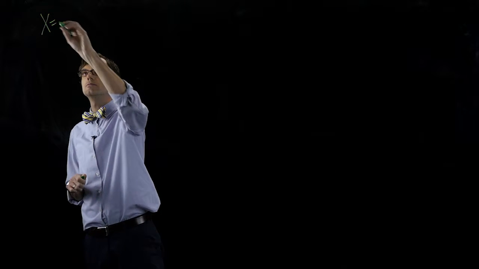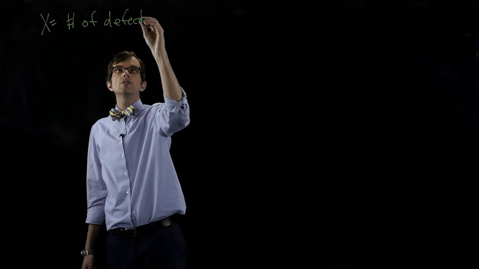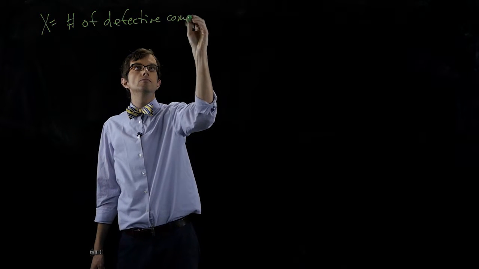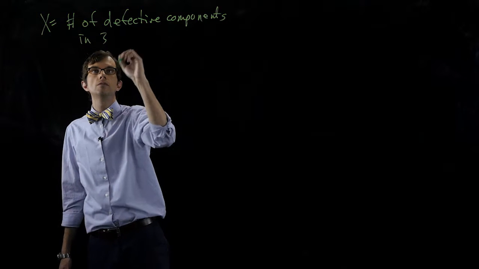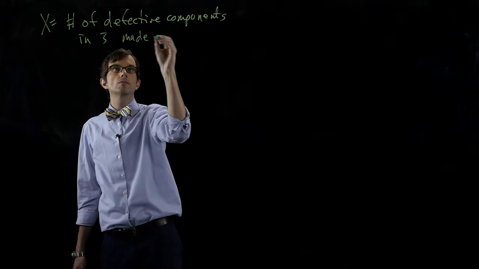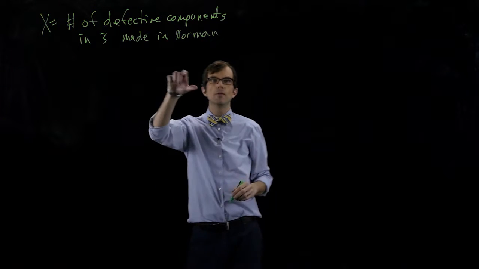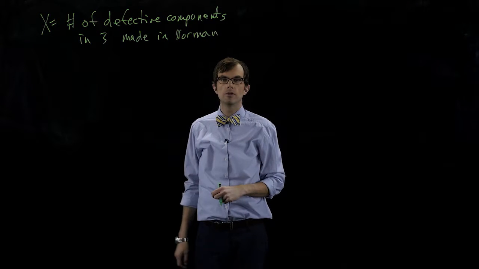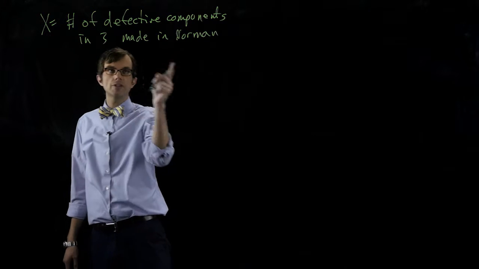Okay, so let's think about this. First, let's name a random variable x. That random variable is going to be the number of defective components in the 3 that are sampled, made in Norman. We're ultimately going to turn this into a conditional probability, but just for now, let's keep it to look like this. Let's work this out first.